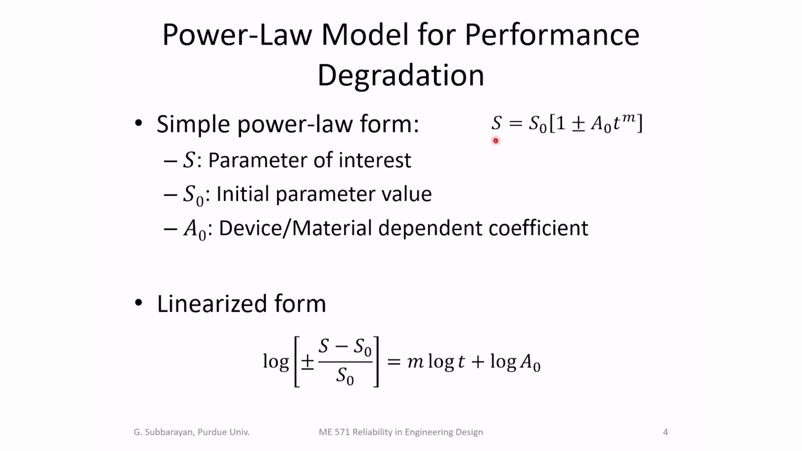So S is some parameter of interest to us. S, as we will see in an example that we will work out in module 6.2, could be the thickness of the oxide layer, or how far a part is corroded, the thickness of the corroded portion of a part. And S naught might be the initial value, and then you look to see how it either increases with time or decreases with time. So depending on whether you use the plus sign here or the minus sign here, this could either increase with time or decrease with time.